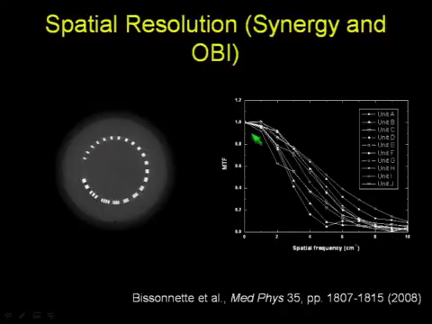So again, this was done for a number of our imagers, and we can show that there are some fairly significant variations from one imager to another. However, all should be capable of visualizing objects of the size of about 1 to 2 millimeters easily.